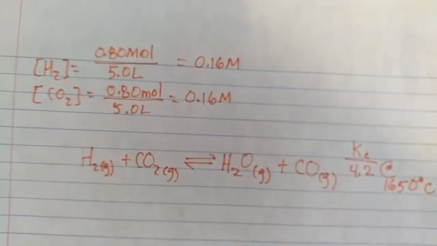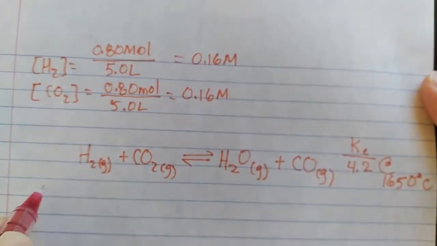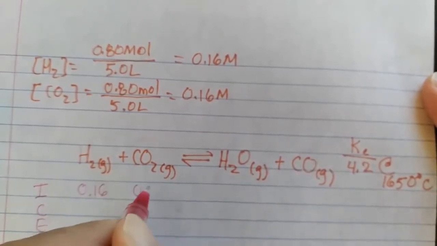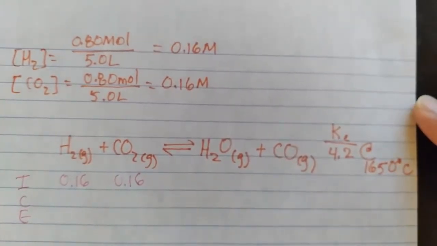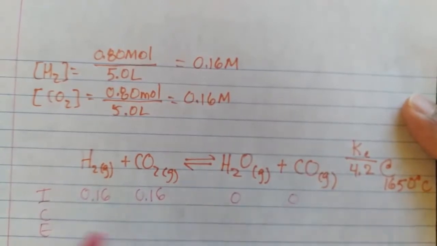Now we're going to do our ICE table here. Initially we have 0.16. So let's just fill out our ICE table. Initially we have 0.16 of H2 gas and 0.16 of CO2 gas. This is what's just been started. And we're going to say we have 0 of this and 0 of that.